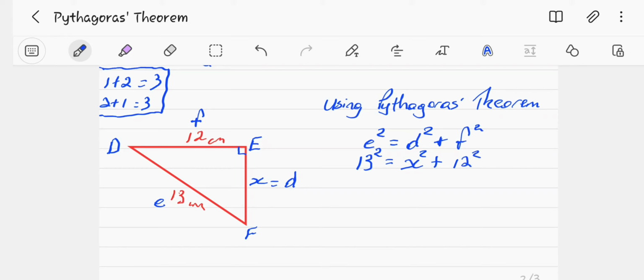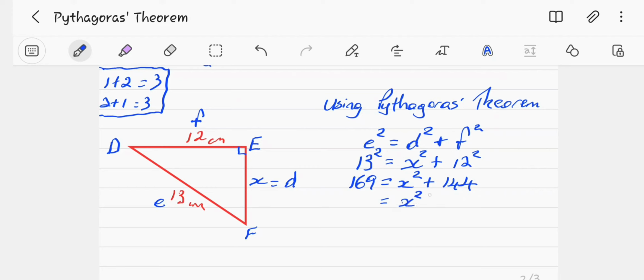We'll go ahead and work this out. 13 squared is 13 times 13, which is 169, which is equal to x squared plus 12 times 12, which is 144. Now, I want my x by itself. That's how I will solve for x. So I need to get rid of this 144, and what I'll do is subtract 144 on this side to get rid of it.